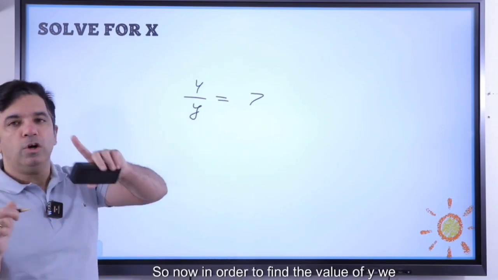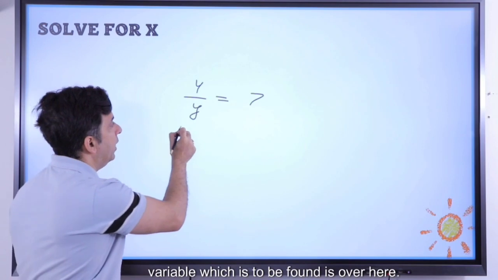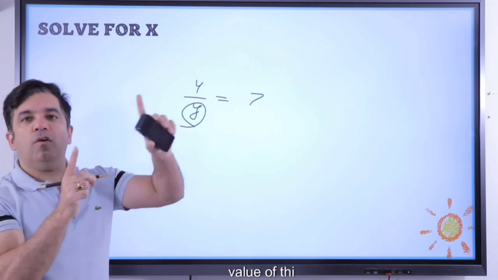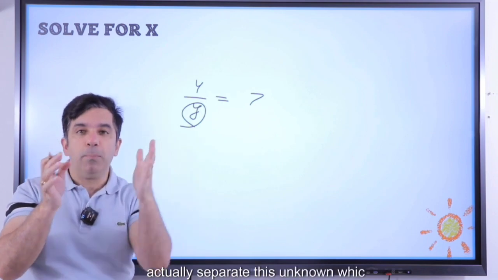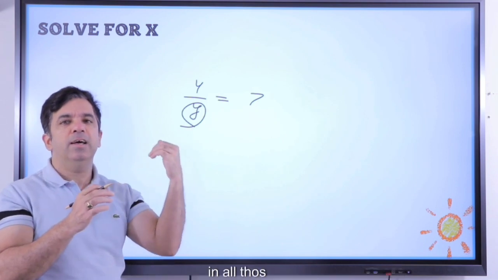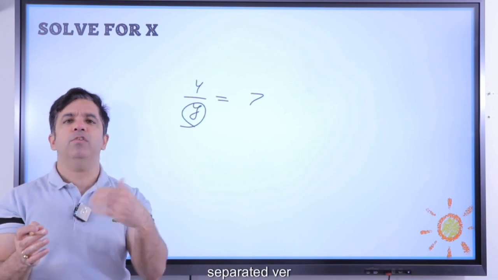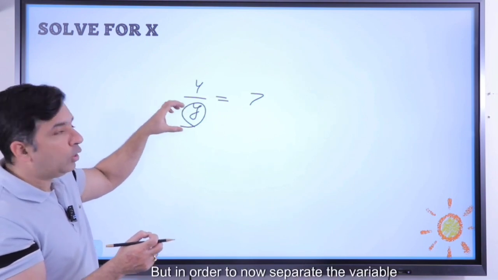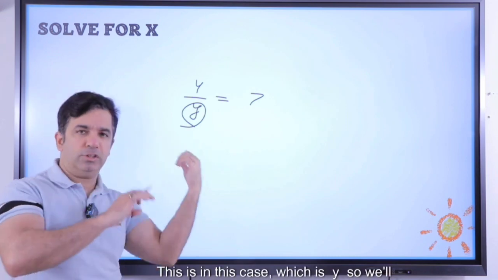Now in order to find the value of y, we can see in this case the unknown, the variable which is to be found, is over here. So in order to find the value of this y, we need to actually isolate, we need to separate this unknown which is to be found. So this is the main task now. In all those earlier questions, the unknown was getting separated very straightforwardly and very easily. In this case it is still very simple, but in order to separate the variable, because our task is now to find the variable, which in this case is y.